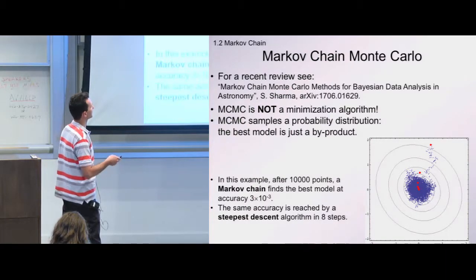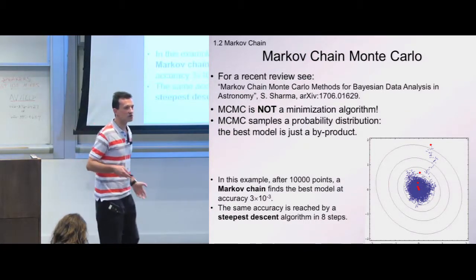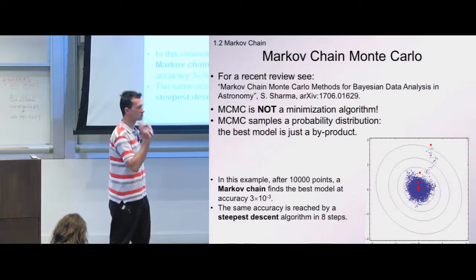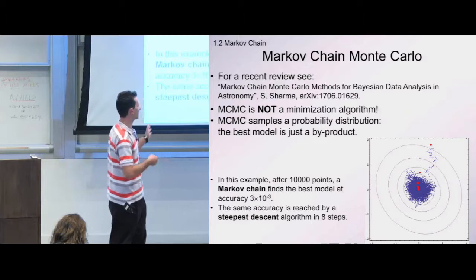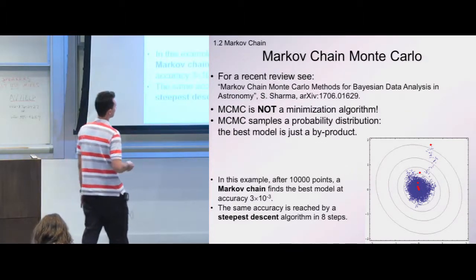In this example, for example, from this point, the Markov chain here was going downhill. After 10,000 points, the best model in the Markov chain was within 3×10^-3 accuracy with respect to the true minimum. But the same accuracy is reached by steepest descent in just 8 steps. So if your purpose is just to find the best model, you will not use the Markov chain. You will use another algorithm, like the ones that I presented before.